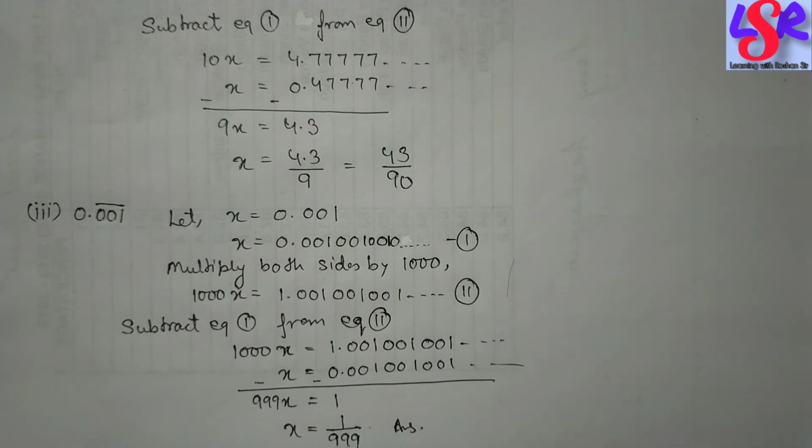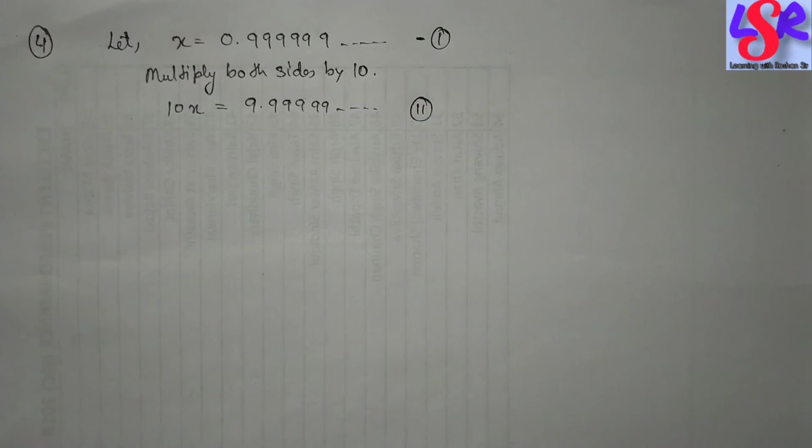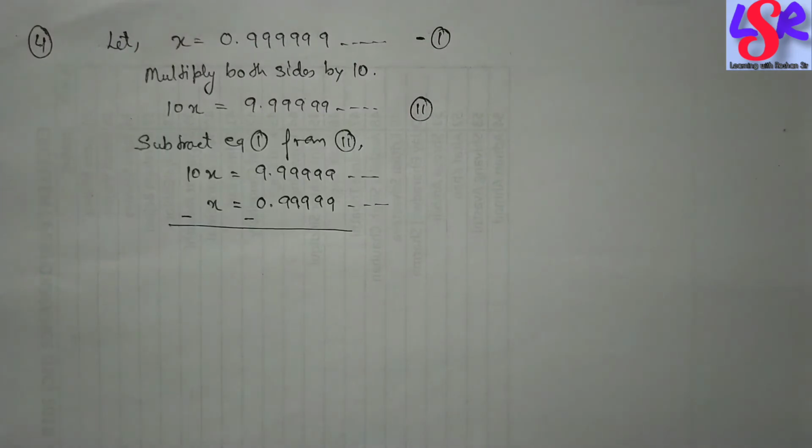Now let's see question number 4. Here in question number 4 we have to express 0.9999 in the form of p by q, where, so again we have taken x equals to this one, and as one digit is repeated, हम इसको 10 से multiply करेंगे, and here we get the second equation. Now again we are going to subtract the first equation from second, and here we get this.